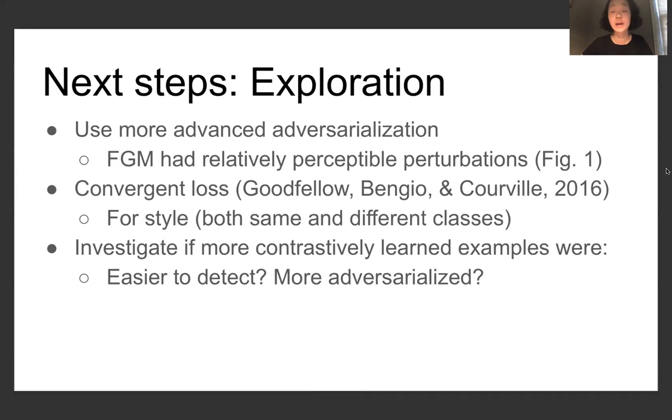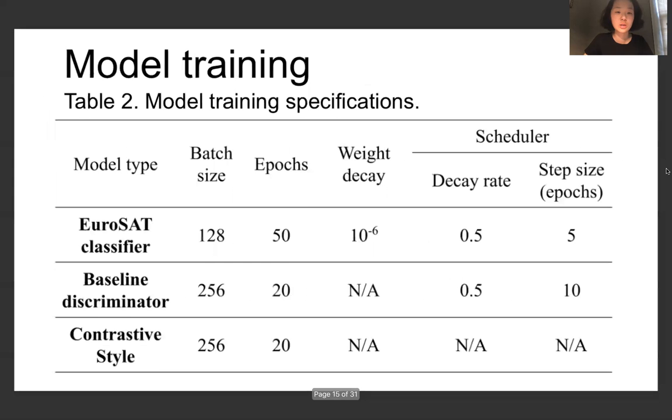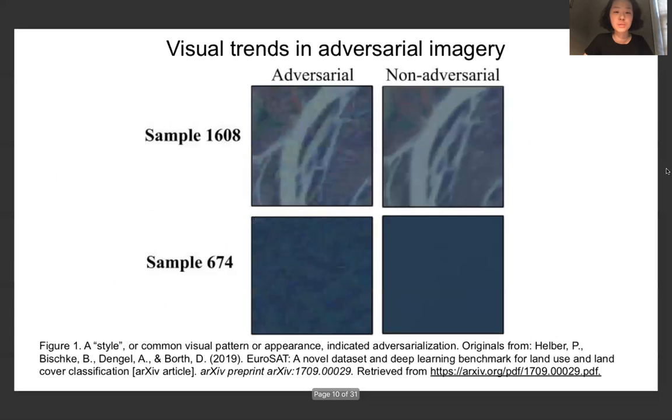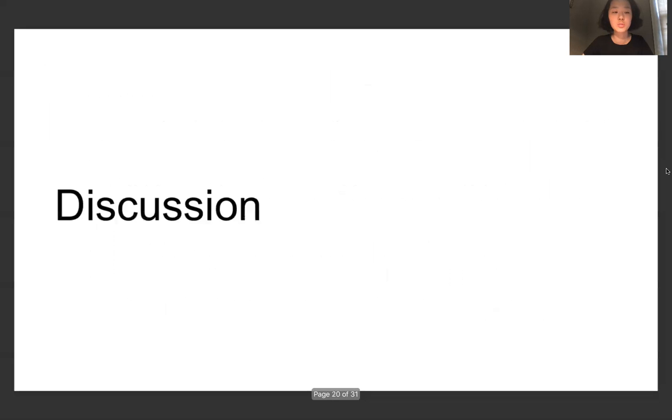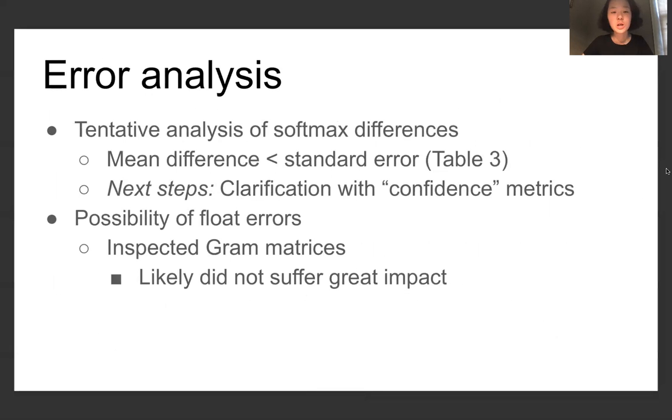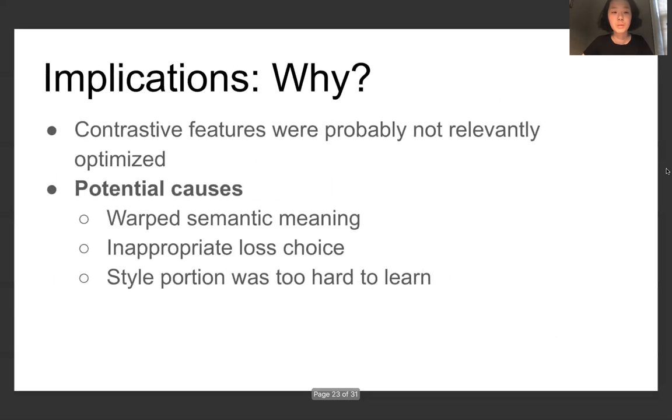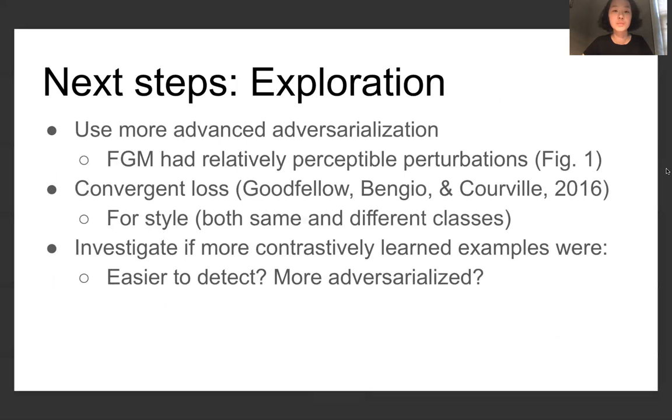One of the next steps that I would have taken if I were to continue this project is to first use more advanced adversarialization techniques. As you can see all the way back here, the perturbations of the fast gradient method tend to be pretty obvious. So I want to make sure that my approach also would work on subtler adversarialization methods. In addition, I would like to see whether the convergentness, if you will, of my loss presented a problem to the optimization of the models.